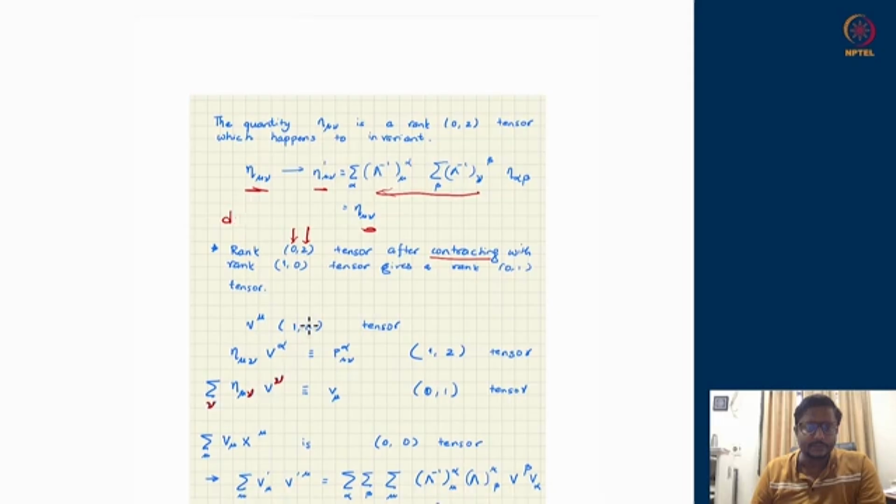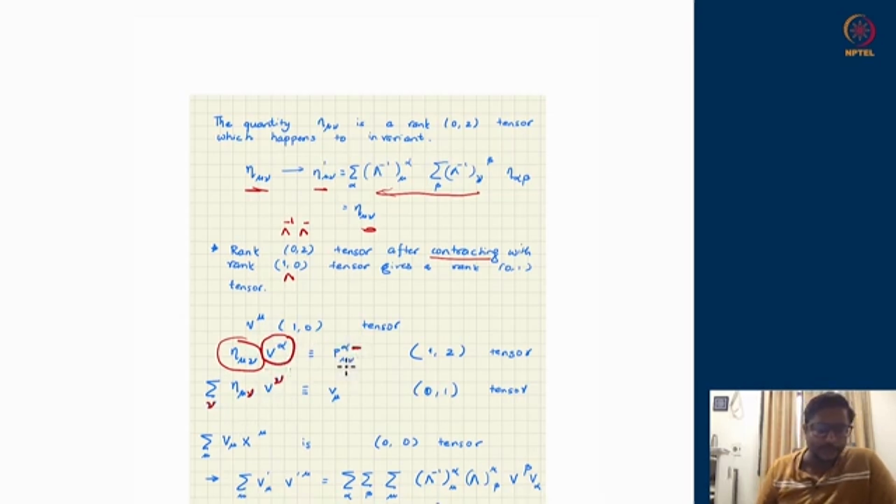And I know that any upper index object transforms with a lambda and lower index objects transform with as many lambda inverses as the lower index count is. So therefore, suppose I have a quantity which is one object with two lower indices and one object with one upper index. Then I have a three index object, one upper index and two lower indices. So then it will be called a rank 1 2 tensor because it has one upper index, so the upper index count will be 1, and two lower indices, so the lower index count is 2.